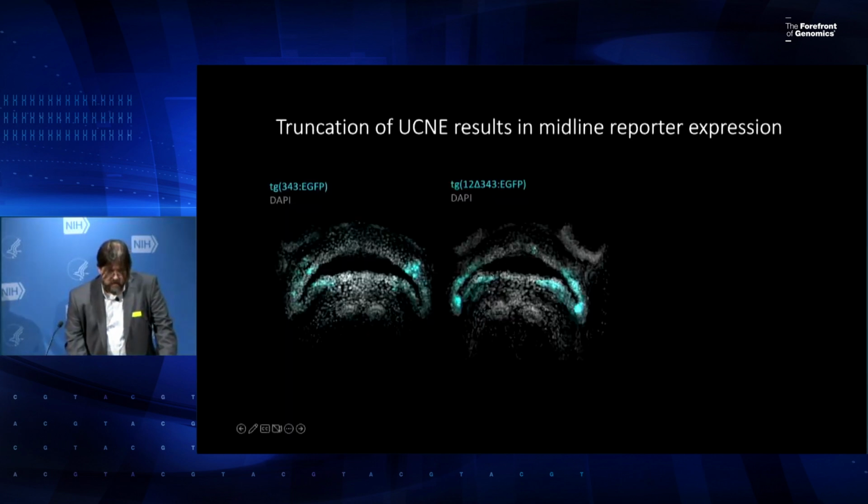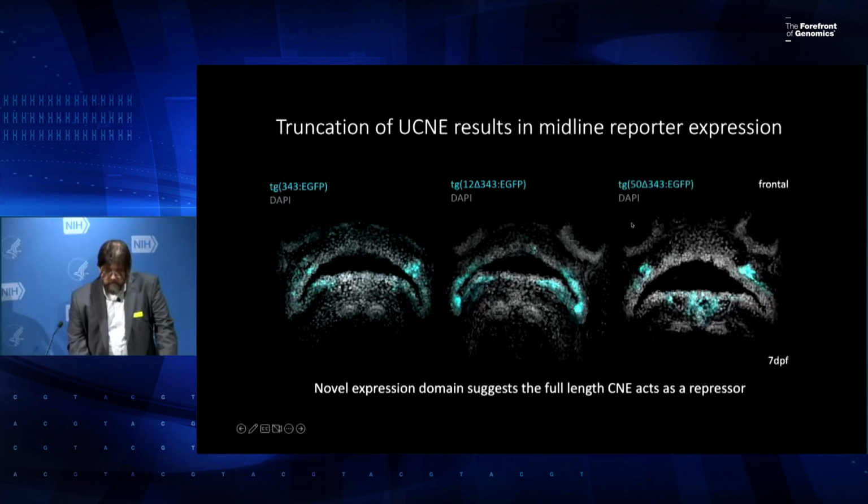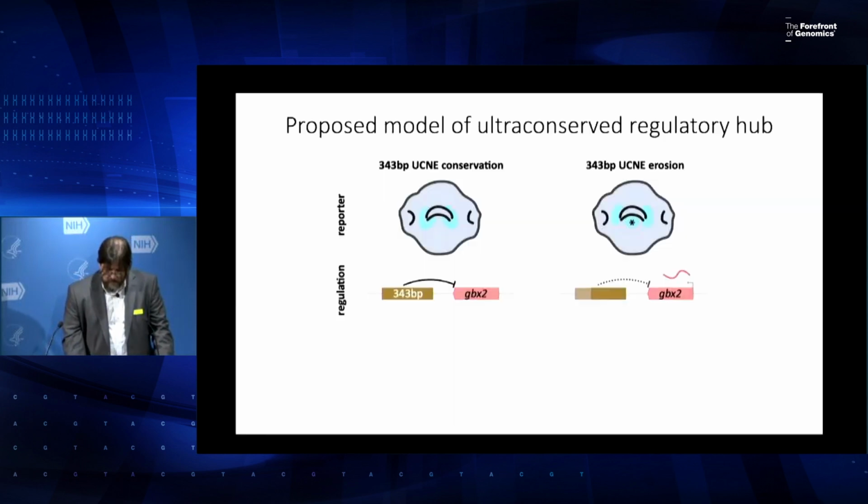So here is the wild type 343 sequence at the hinge margins. We do a 12 base pair deletion of this. We can now see that you're getting encroachment into the midline. You make a 50 base pair deletion in the 343, you now can get expression right in the midline itself, saying that the action of this normally represses expression in the midline sequence.